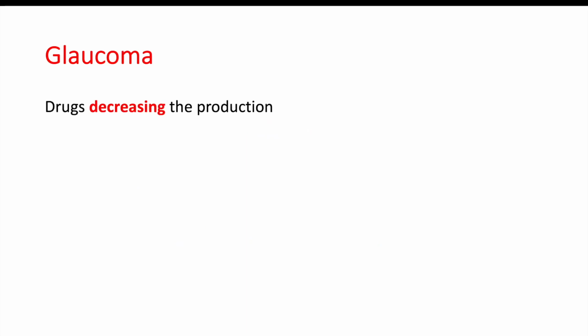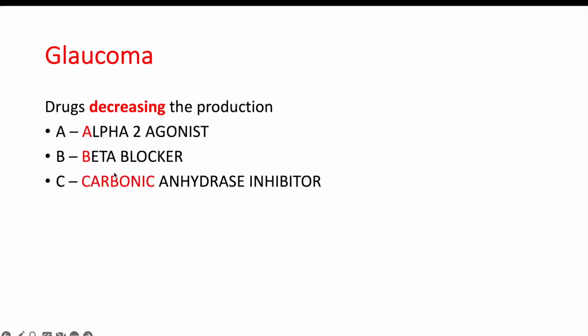As we discussed, there are two groups of drugs. First, the drugs which can decrease the production. We have a mnemonic to remember: A, B, C. A stands for alpha 2 agonist, B stands for beta blocker, and C stands for carbonic anhydrase inhibitors. So these three drugs predominantly decrease the aqueous humor production. Whereas the other group is the drugs which can increase the outflow of the aqueous humor.